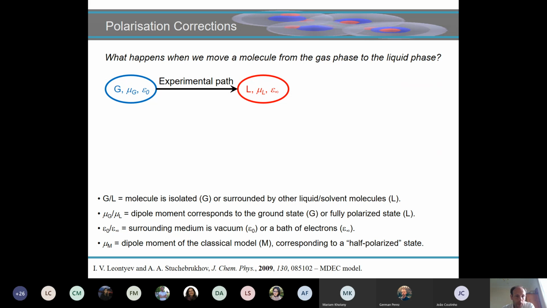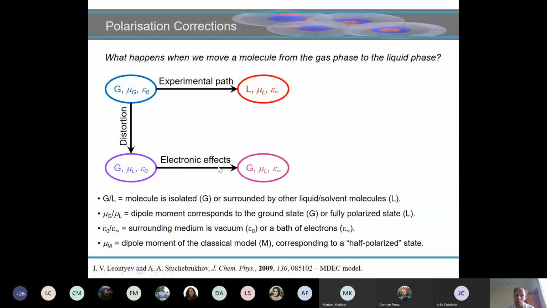We can decompose this experimental path into several steps, which is quite instructive. The first step is to distort the dipole moment from a gas phase configuration to a liquid phase configuration. This is an energy cost. When you go from the gas to the liquid, it's a positive energy, which is unfavorable because you're distorting a molecule which is in its ground state. So you pay an energy penalty to do that.